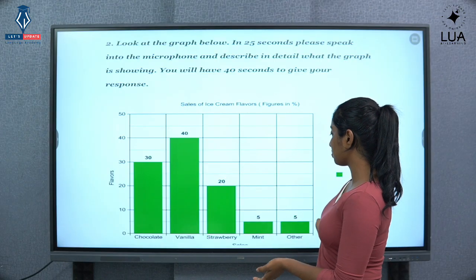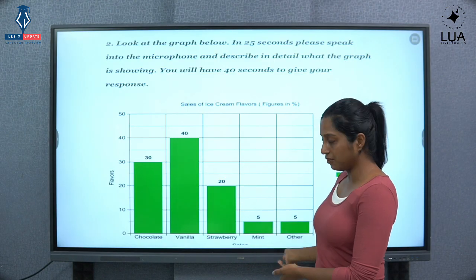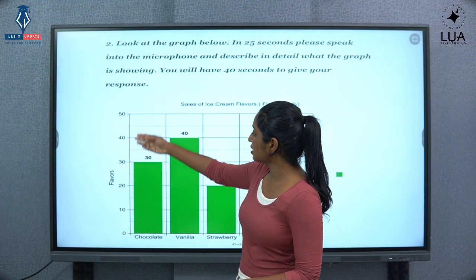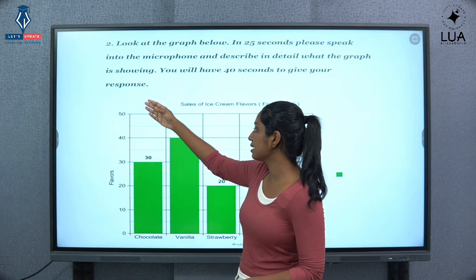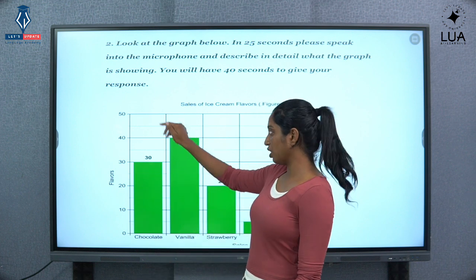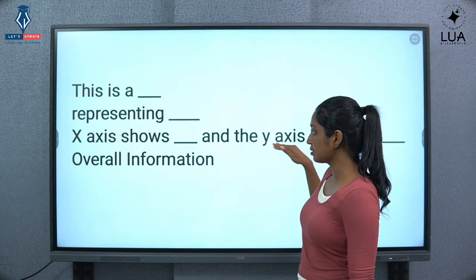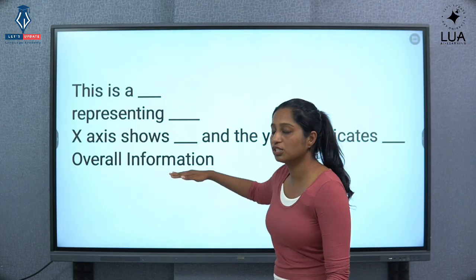Okay, the x axis represents the different flavors like chocolate, vanilla, strawberry and mint and other flavor, whereas the y axis represents, എന്താണ് represent ചെയ്യുന്നത് അല്ലെങ്കിൽ indicate ചെയ്യുന്നത്, the y axis indicates the percentage up to 50 വരെയുള്ള percentage ആണ് കാണിക്കുന്നതെന്ന് നമുക്ക് പറയാം. And then x axis y axis കഴിഞ്ഞിട്ട് very important thing ആണ്.